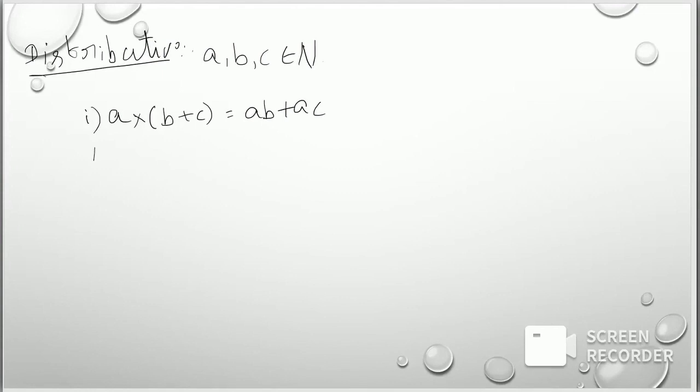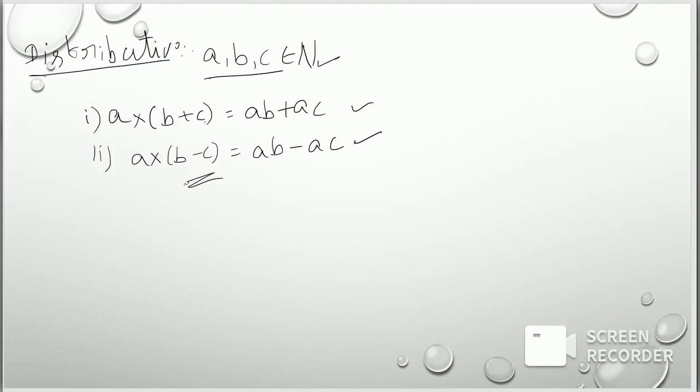And the distributive property under subtraction is a × (b − c) is equal to ab − ac. If these three numbers satisfy these two equations, then we say that the set of natural numbers satisfies the distributive property under multiplication over addition and multiplication over subtraction. That means multiplication of natural numbers distributes over addition and also over subtraction.